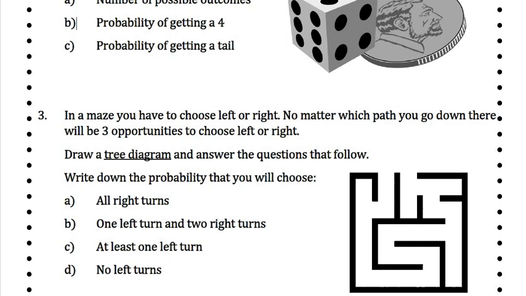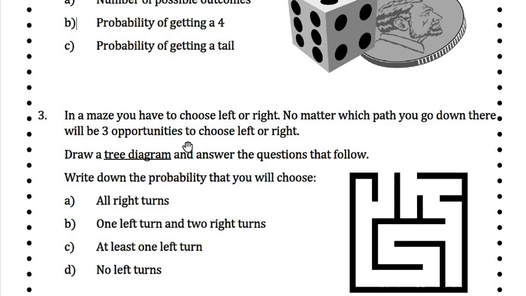Now, the last question that we're going to look at is, in a maze, you have to choose left or right. No matter which path you go down, there will be 3 opportunities to choose left or right. Now, those of you that don't know what a maze looks like, this is a maze. And when you walk into the maze, you get a point where you have to choose to go left or to go right. And you'll notice that there's a lot of possible outcomes of how you turn.